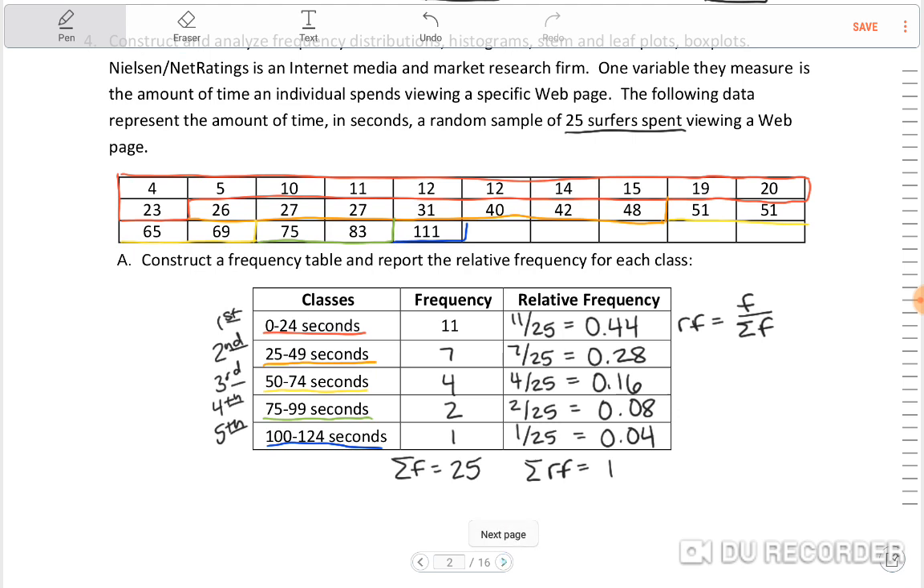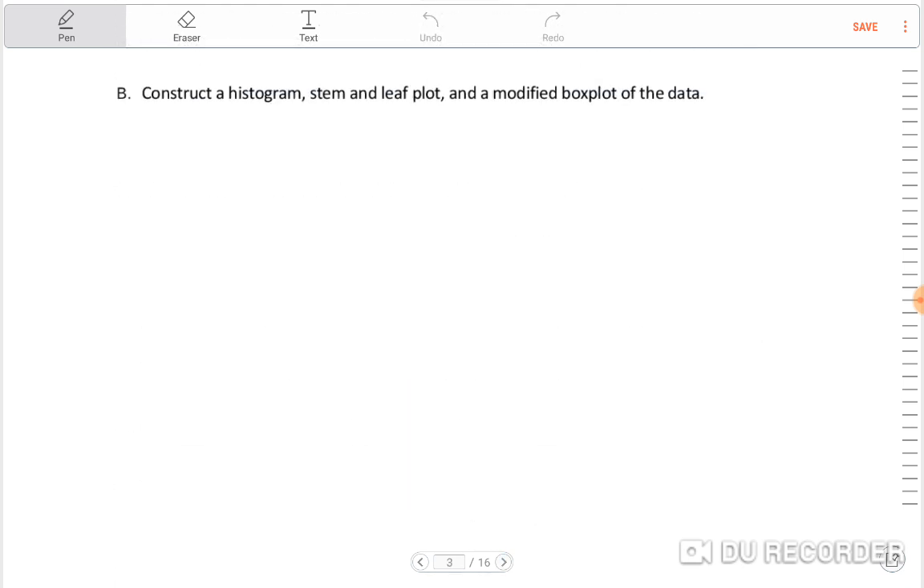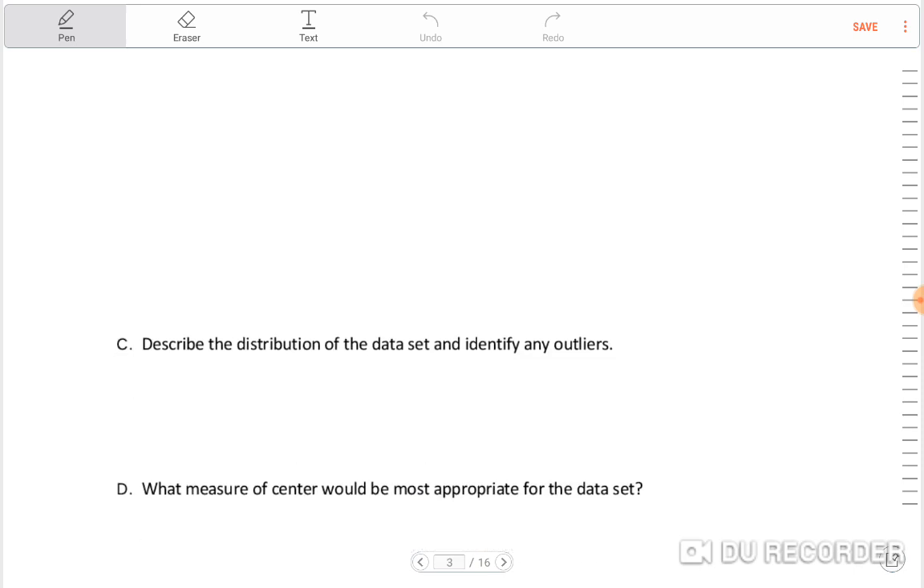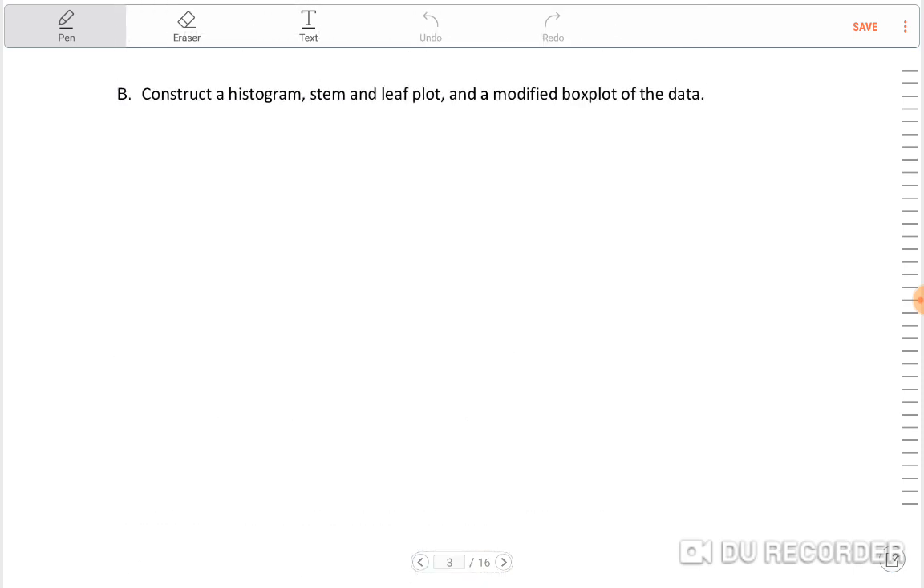Next one is still on the same table. It says construct a histogram, stem and leaf plot, and a modified box plot of the data. So there are 3 things we're going to be calculating here. It's going to take us a little while, so let me get started. We'll start with the histogram. I tried to leave enough space to go straight down with them, so I'm going to do them a little bit small.